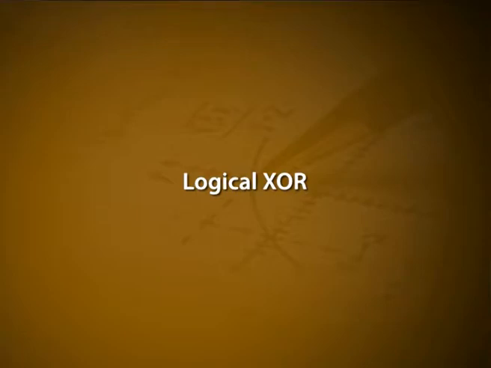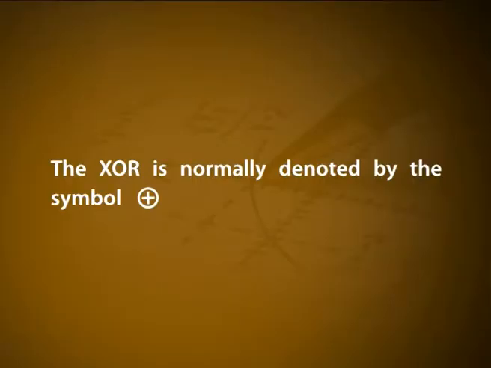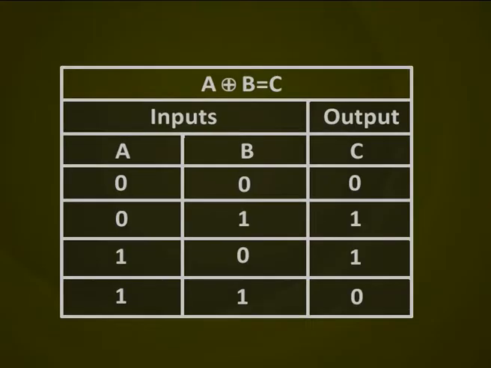Logical XOR. The XOR or exclusive OR produces an output of 1 for odd numbers of 1's in the input. It is normally denoted by the symbol rounded plus. The truth table for the XOR operation is given below.